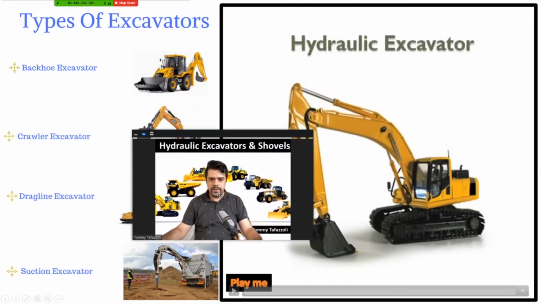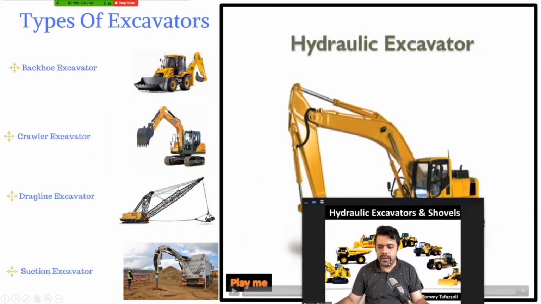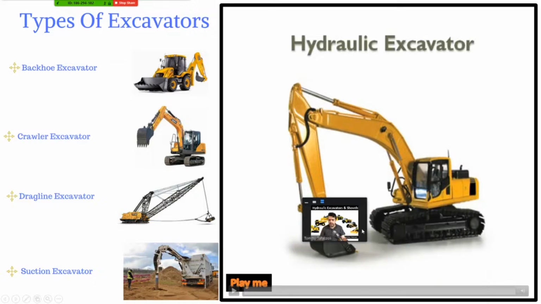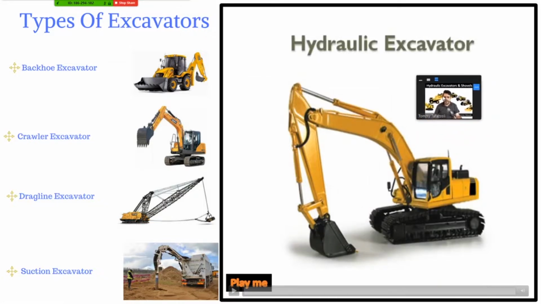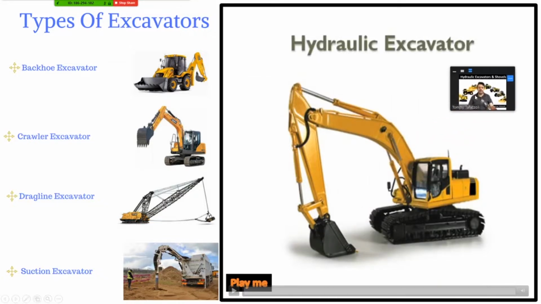So the term excavator could include a variety of different equipment. If you look on the left-hand side, a backhoe excavator is one of them, a crawler excavator, a drag line, a suction excavator. Let's watch a quick video that just introduces.